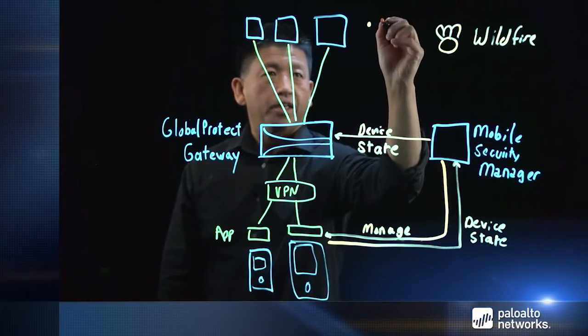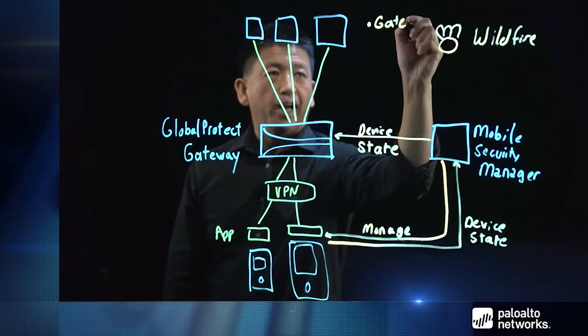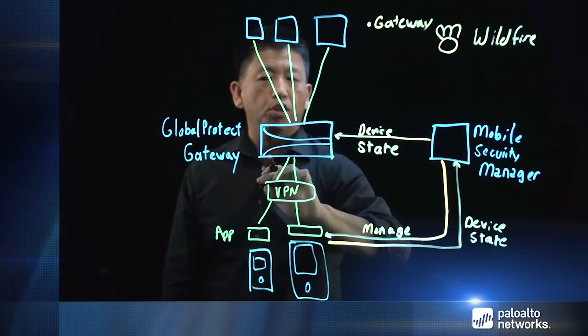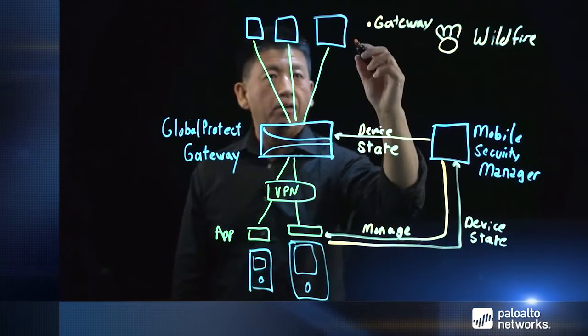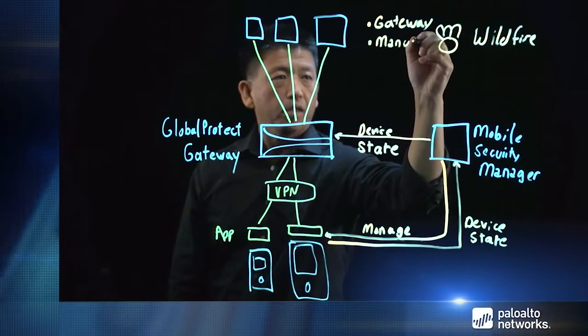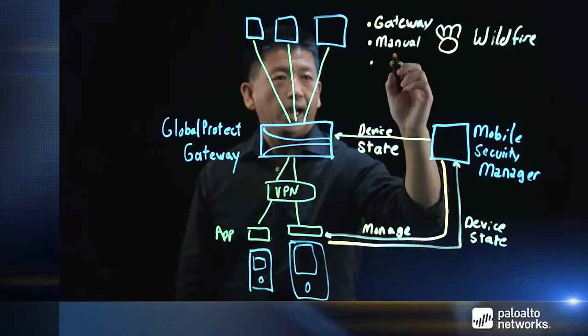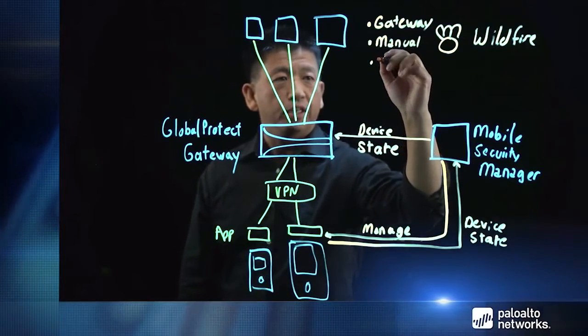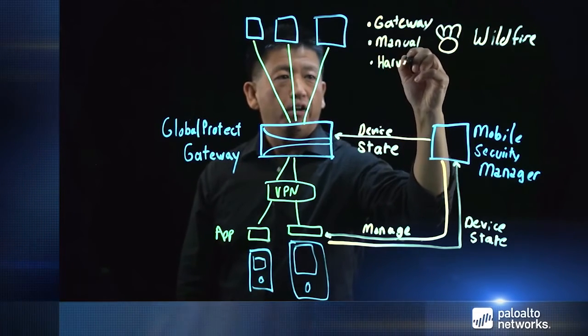And then put protection in place. Now, the samples for WildFire can come from the gateway. As files are passed through the GlobalProtect gateway, they can be shared with WildFire. The second way is that you can manually upload the applications to WildFire for analysis. And the third way that you can do this is harvesting. Harvesting simply means that we are downloading all the apps from the app stores and running them in WildFire automatically to check to see if there's anything malicious in them.